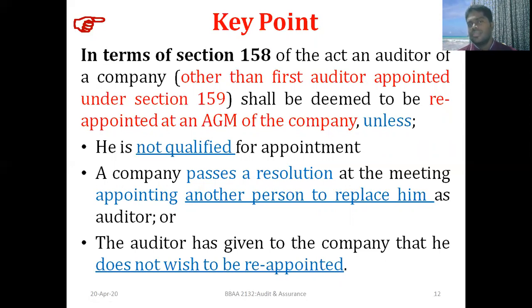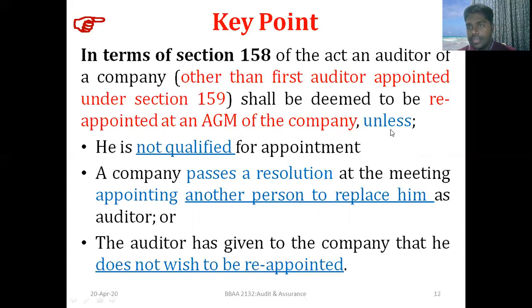That's what normally happens when the owners or shareholders are very happy with the particular auditor. For example, if ABC company's auditor is Ernst & Young, and the shareholders or owners are very happy with EY's performance, then definitely they can go with EY for a maximum of 5 years. So it normally happens that the auditor shall be deemed to be reappointed. Then the next meeting normally happens.